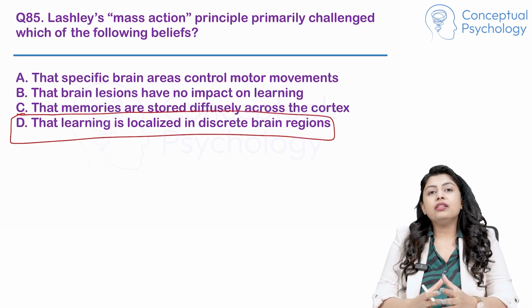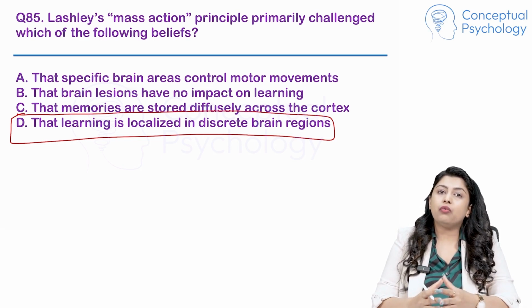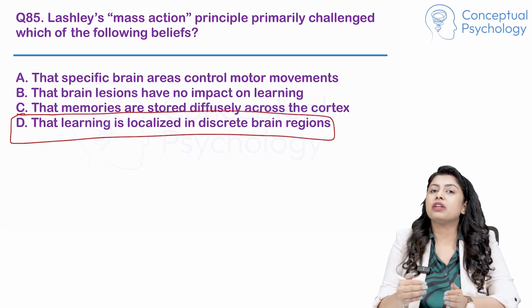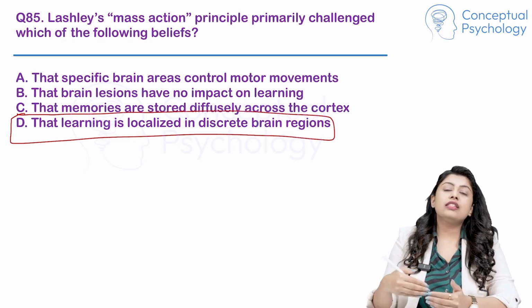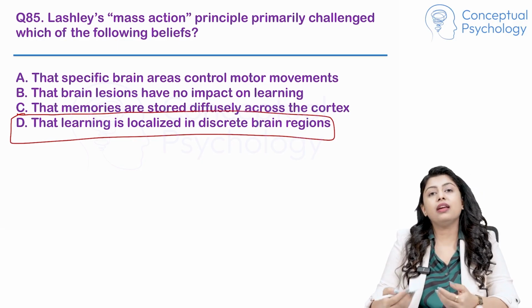So Karl Lashley's mass action principle suggested that learning and memory involve the brain as a whole rather than being localized in specific discrete regions. This challenged the prevailing view of strict localization of brain functions.